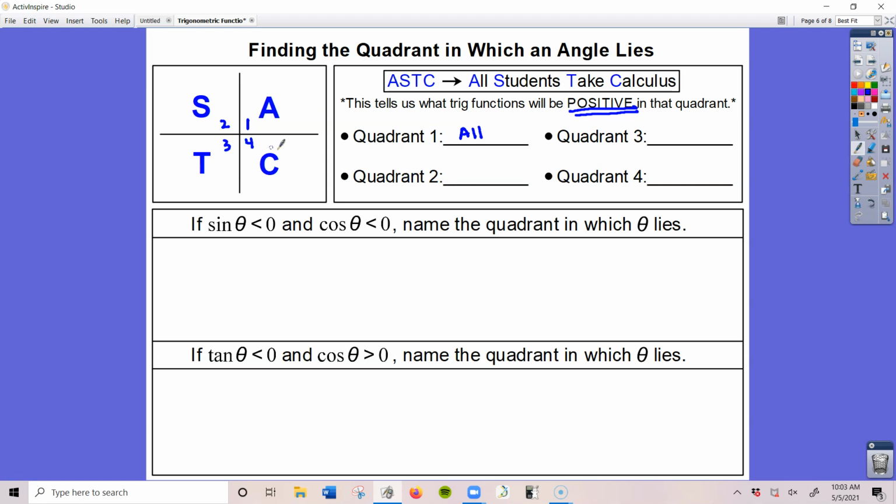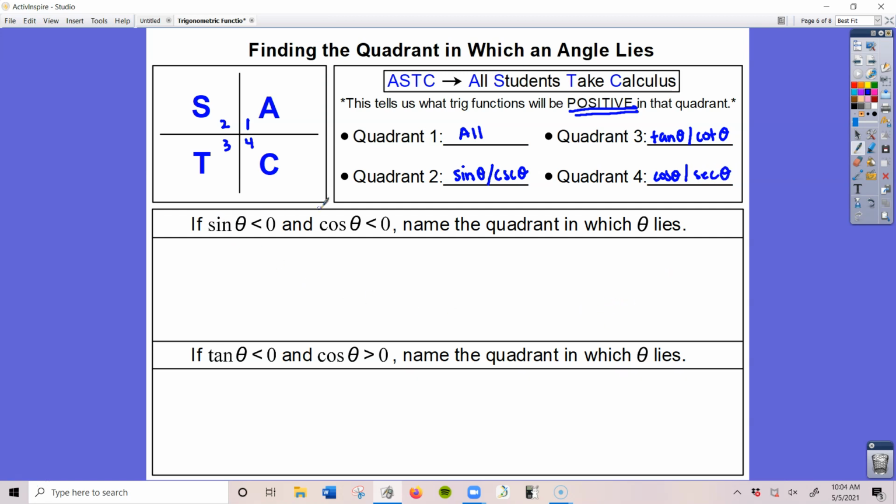Now, quadrant 2, S stands for sine. So that means that sine will be positive. If sine is positive, that means its reciprocal, which is cosecant, will also be positive. In quadrant 3, only tangent is positive. But just like in quadrant 2, if tangent is positive, its reciprocal, which is cotangent, will also be positive. Finally, quadrant 4, C for cosine. Cosine is positive, as well as its reciprocal, secant.